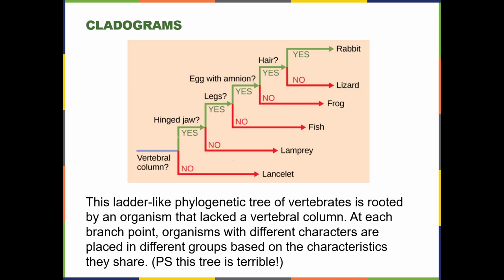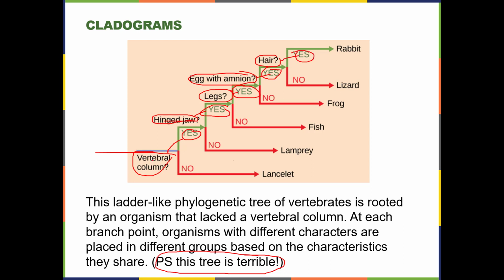Now this is the way your book draws this tree. I hate this picture. So I wrote, P.S. The tree they drew is terrible. I'll tell you why. They have the traits in the right order: vertebral column, hinge jaw, legs, amniotic egg, hair. But then they do this yes-no thing. Don't do this. I want you to do it the way I showed you on the last slide. What they did is vertebral column, yes. So vertebral column here is related to this yes. And then they say hinge jaw, but this hinge jaw is related to this yes. So you see how it's kind of wonky? This legs is related to this yes. You have to really be paying attention.